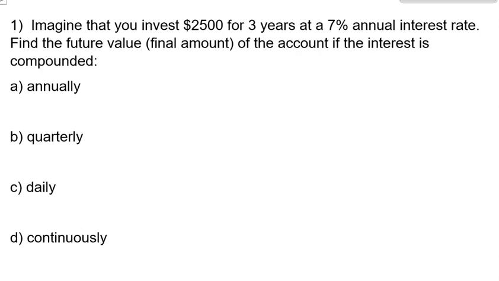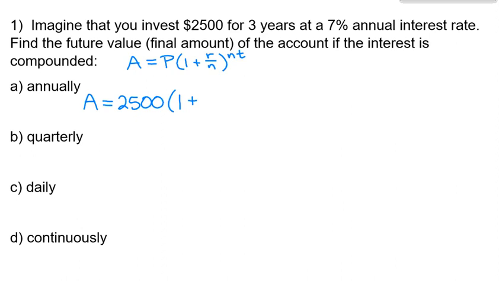Example 1. Imagine that you invest $2,500 for 3 years at a 7% annual interest rate. Find the future value, the final amount, of the account if the interest is compounded annually, quarterly, daily, or continuously. So for the first three, we're going to use the non-continuous compounding formula, which was A equals P times 1 plus R over N to the NT, where the final amount is what we're looking for. We're looking for A.